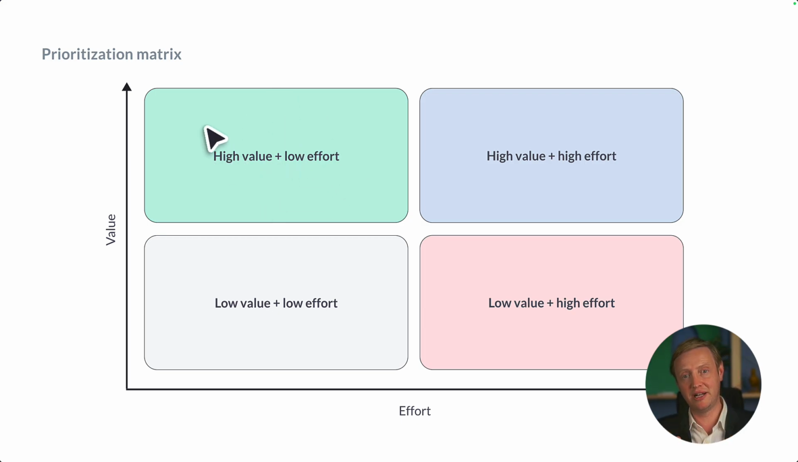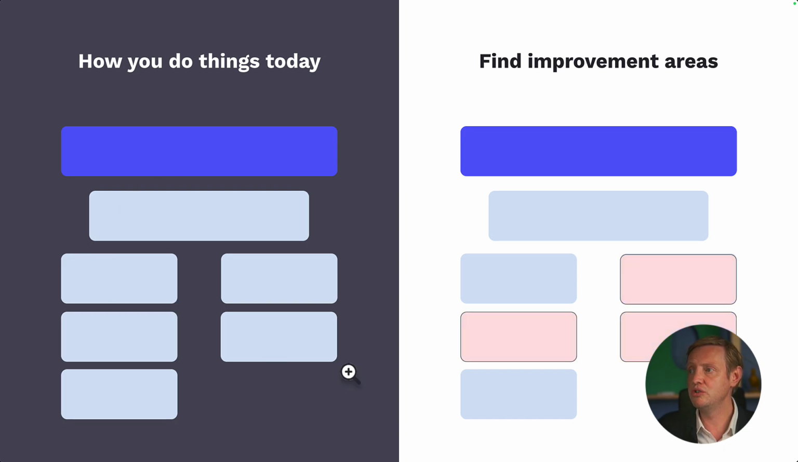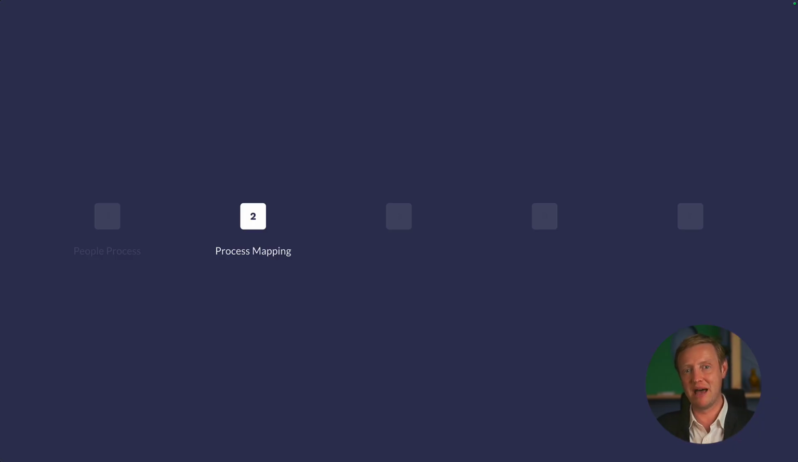But once you've picked a process, it's a good idea to map up how you do things today. So how does the process look, and how do you actually want it to be? Where can you find some improvement areas? And once you've highlighted those, you can start to map up how you want the process to be before you start implementing it. Now, once we're finished with process mapping, it's time to actually make AI part of a process.